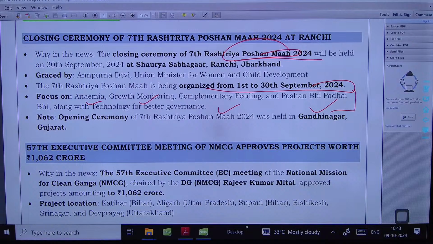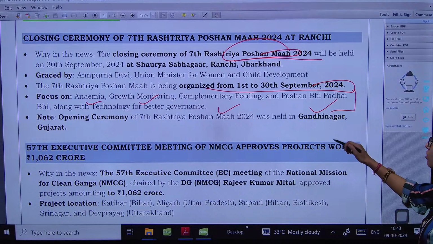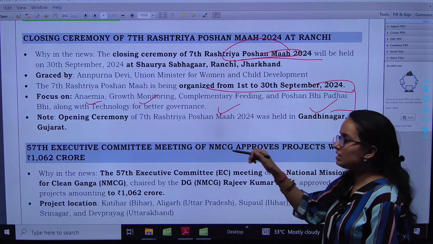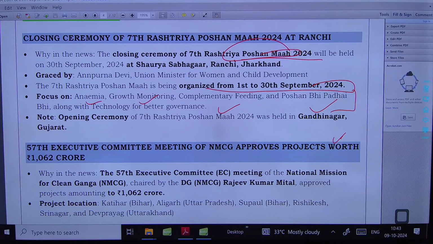All right. Now, there's an important note over here that the opening ceremony of the 7th Rashtriya Poshan Mah was held in Gandhinagar, Gujarat, but the closing ceremony was held in the state of Jharkhand, so Ranchi in Jharkhand. Remember both the locations: opening ceremony Gandhinagar, Gujarat, and the closing ceremony Shaurya Sabhagar, Ranchi, Jharkhand. This is for the nutrition awareness and programs.